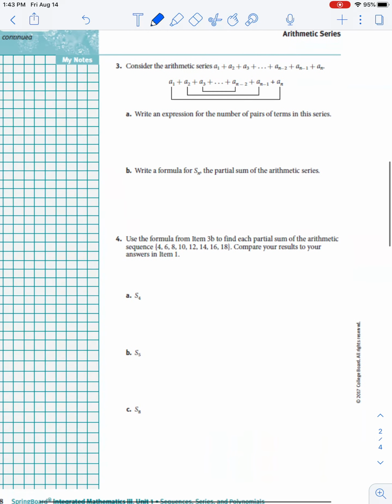All right, so now using that idea, we're going to develop our formula. So on page 2, let's think of those now in terms of a sub 1, a sub 2, all the way up to a sub n. Any number of terms in a sequence, not just 100. It says write an expression for the number of pairs of terms. Well, when there were 100 terms, it was 50 pairs. So in this problem, there are n terms, so there must be n divided by 2 pairs of terms.